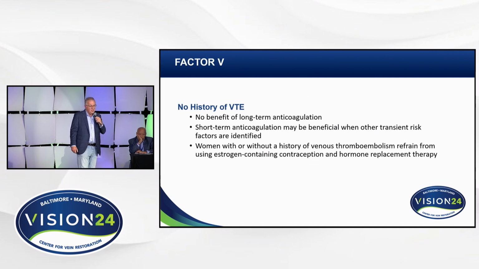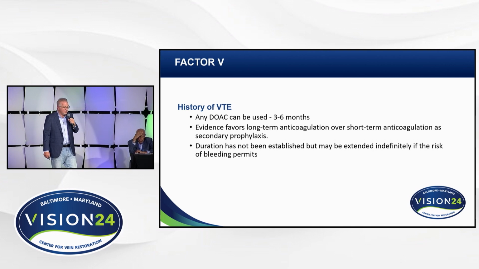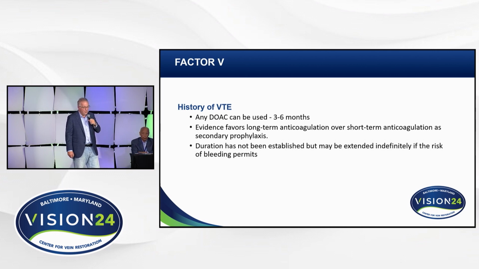And I'll just go through a few of these. For none of the hereditary factors is there really a role for prevention if there's never been a history of VTE. So no benefit for long-term anticoagulation. In women who have factor V, they do recommend avoiding estrogen-containing contraception or hormone replacement therapy to prevent thrombosis. But otherwise, there's really no role of anticoagulation if there's no history of VTE. If there is a history of VTE, the recommendation is DOAC for 3 to 6 months, and after that, there's really no role for long-term anticoagulation.